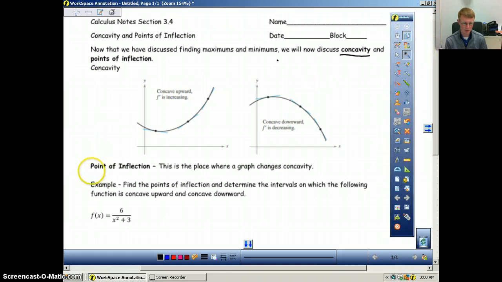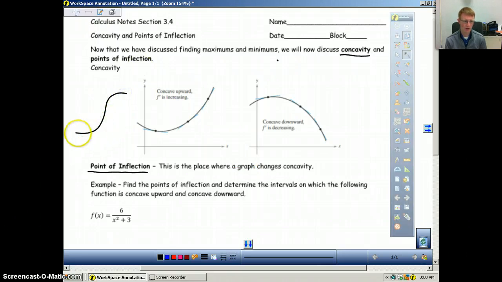The second piece of information is called point of inflection. A point of inflection is just the place where a graph changes concavity. If I draw a real quick graph, you see this graph is concave up all the way until about this point right here where it changes to concave down. This is what we call a point of inflection. That's going to be important because when we find maxes and mins, we were setting the first derivative equal to 0. To find points of inflection, we're actually going to be setting the second derivative equal to 0.